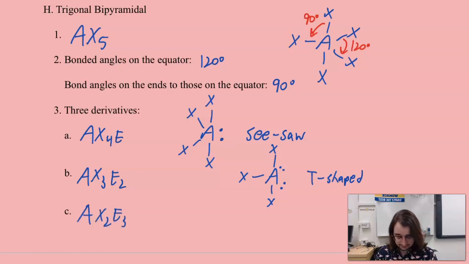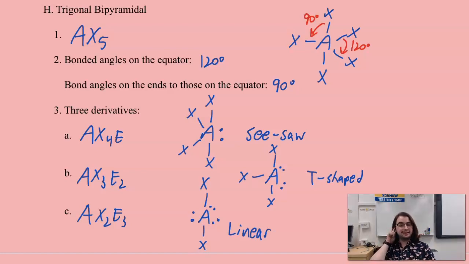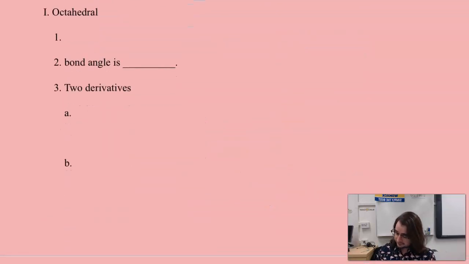And then we have AX2E3. And this goes all the way back around again. So now let's replace another set of X's. This goes all the way back around again, and this is actually linear. So we have so many lone pairs around that center atom that it's actually straightening out the entire structure, and we're linear again. All right, one more.